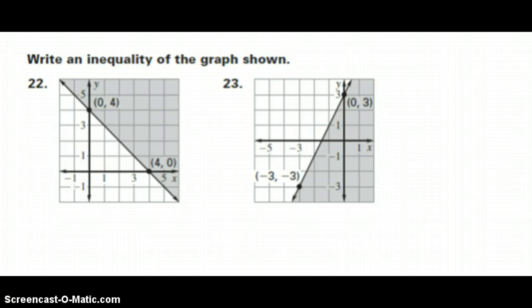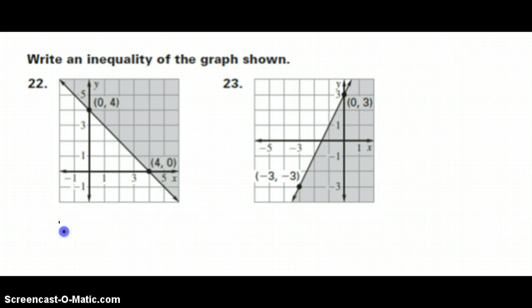So first we solve for y, then we plotted the intercept, then we used the slope, then we figured out if it was dotted or solid or where it was shaded. We want to do those same steps, but in the reverse order. So I'm going to start with 22. We're going to do 22 together.